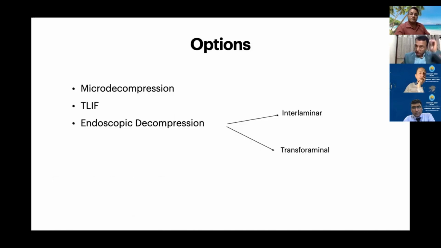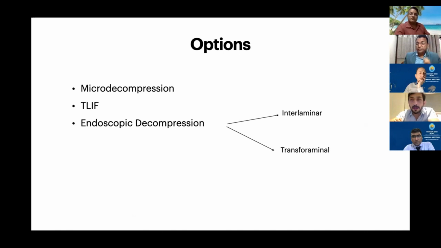Now, what do we think about it? So in my opinion, probably L1-2, with a down migrated disc, I would prefer the interlaminar approach rather than the transforaminal. Right. That's correct.